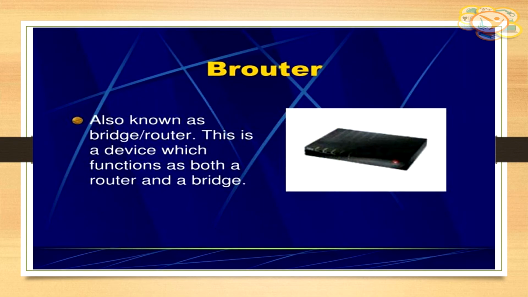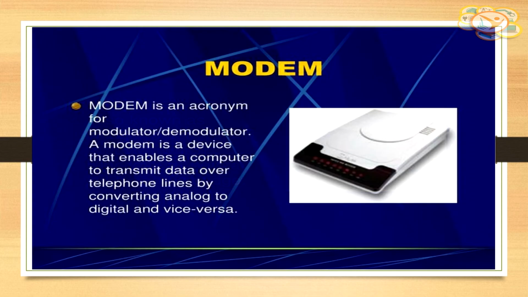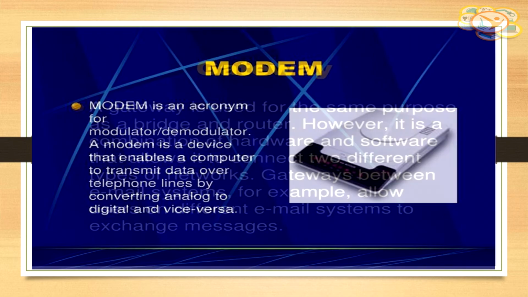Brouter, also known as bridge router. This is a device which functions as both a router and a bridge. Modem. Modem is an acronym for modulator demodulator. A modem is a device that enables a computer to transmit data over telephone lines by converting analog to digital and vice versa.